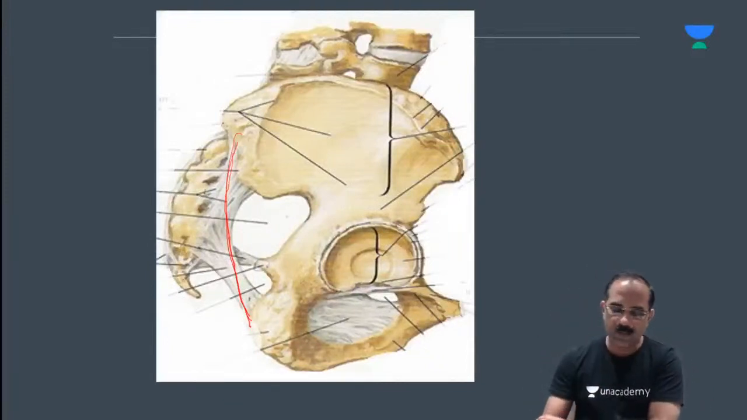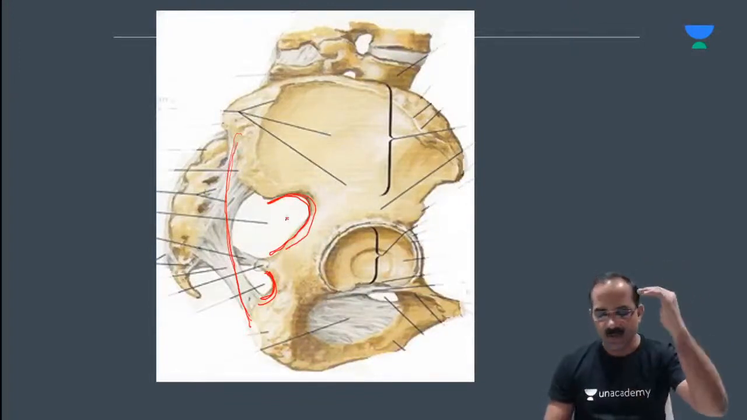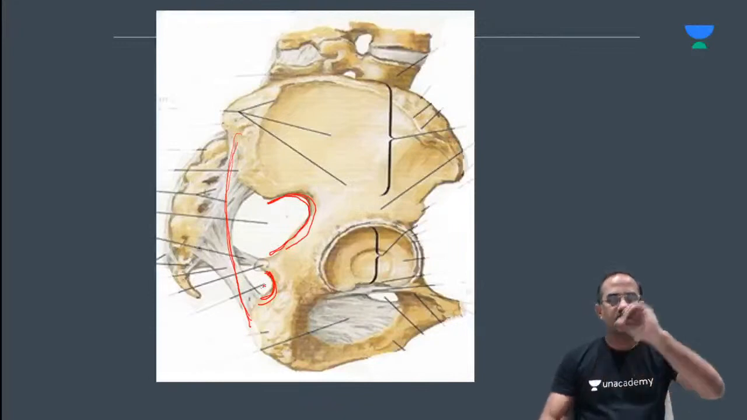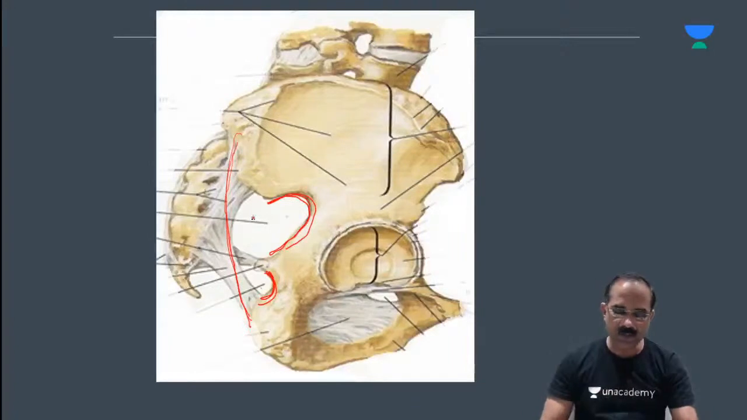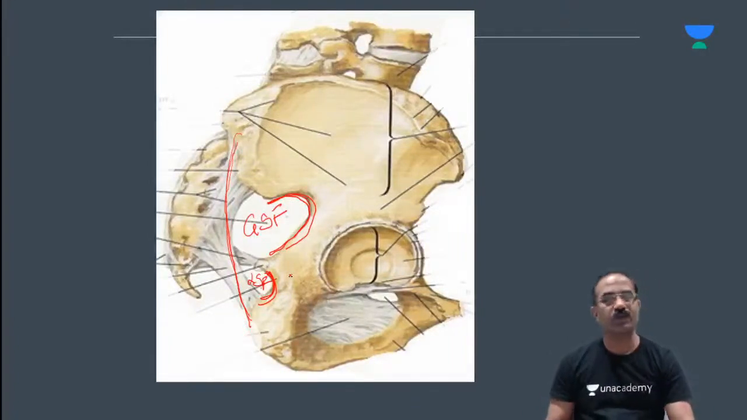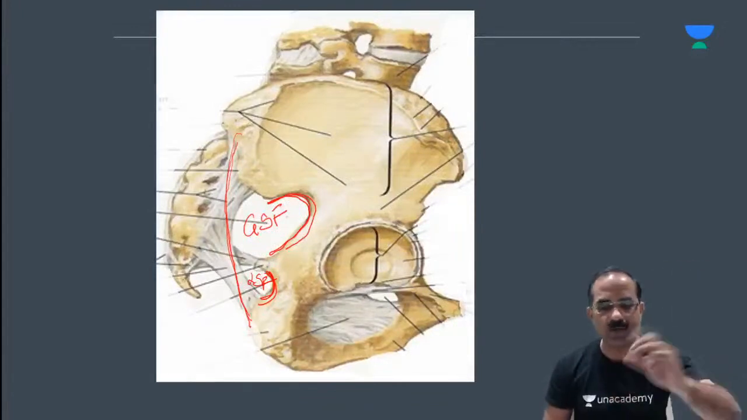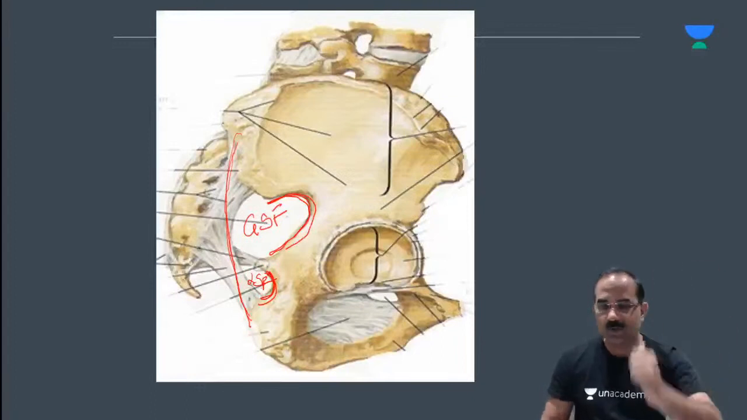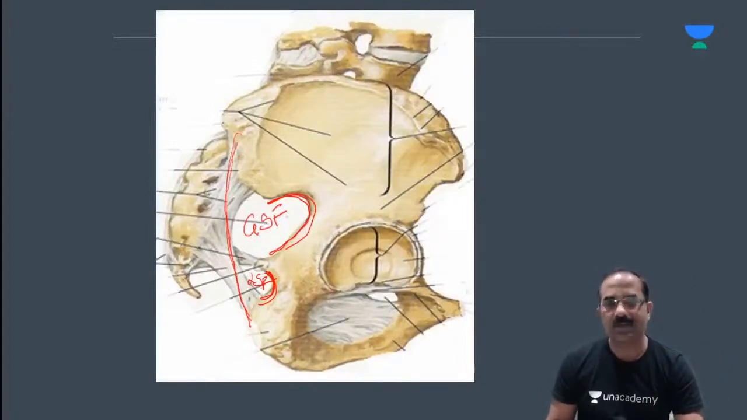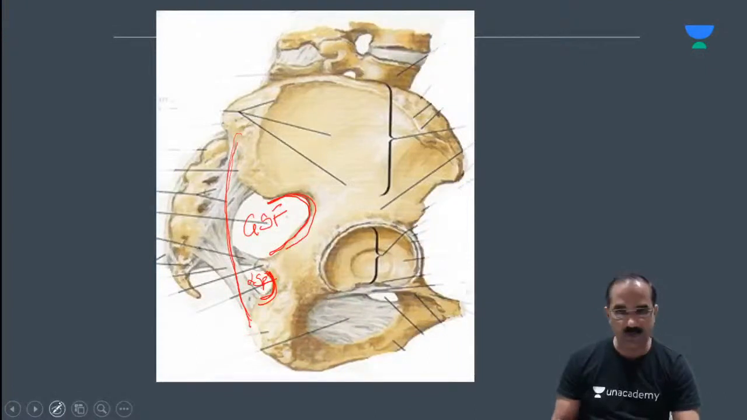Now, these two ligaments will convert this. What is this notch? This is the greater sciatic notch. And what is this notch? The lesser sciatic notch. So the greater and lesser sciatic notches are now converted into foramens. This is the greater sciatic foramen, and this is the lesser sciatic foramen. So the notches are converted into foramens by the sacrotuberous and the sacrospinous ligaments. Perfect to all of you.